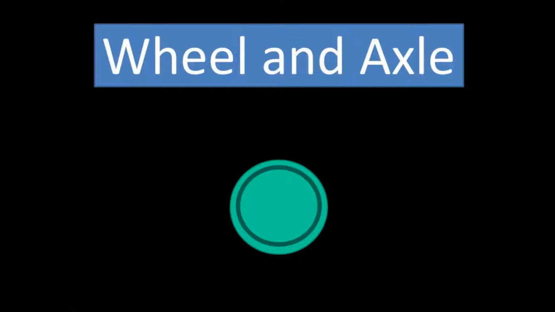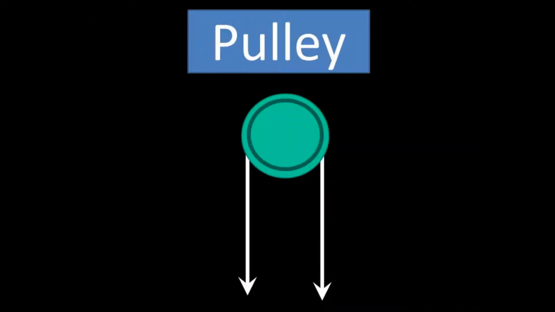So a pulley can be a use of a wheel and axle. So here's a pulley. The white string going up or down, or whatever the case may be, is going to be a wheel and axle. The string is the tackle. The green is the block. That's going to be a wheel and axle.